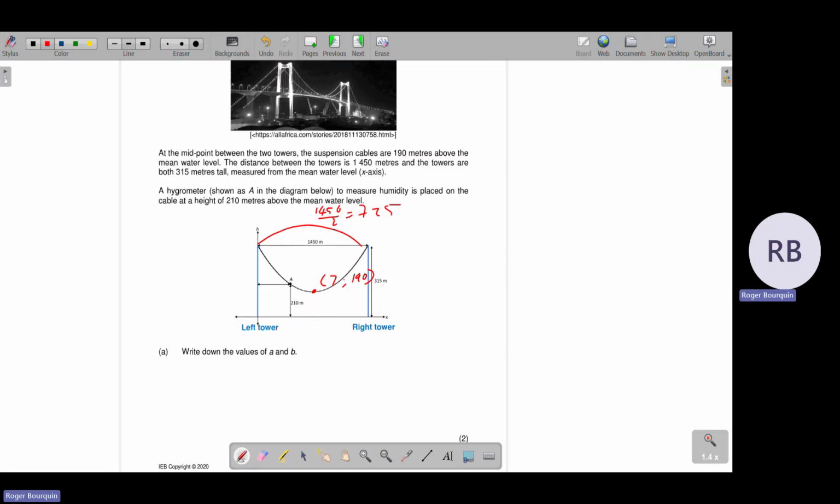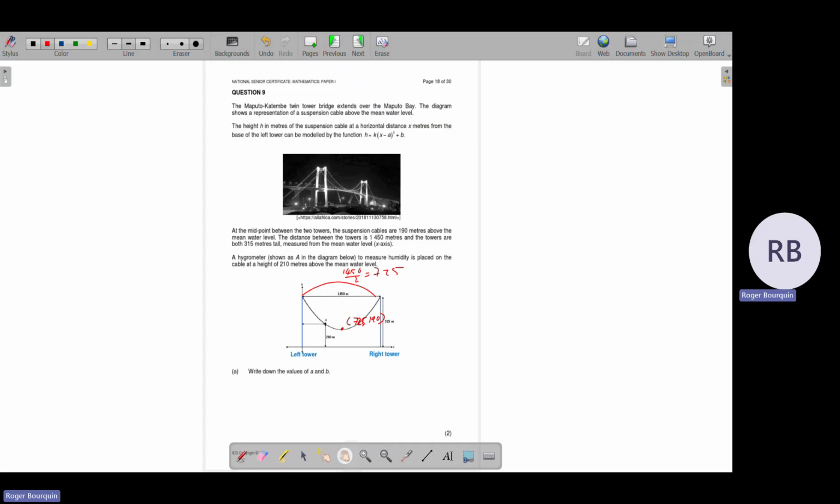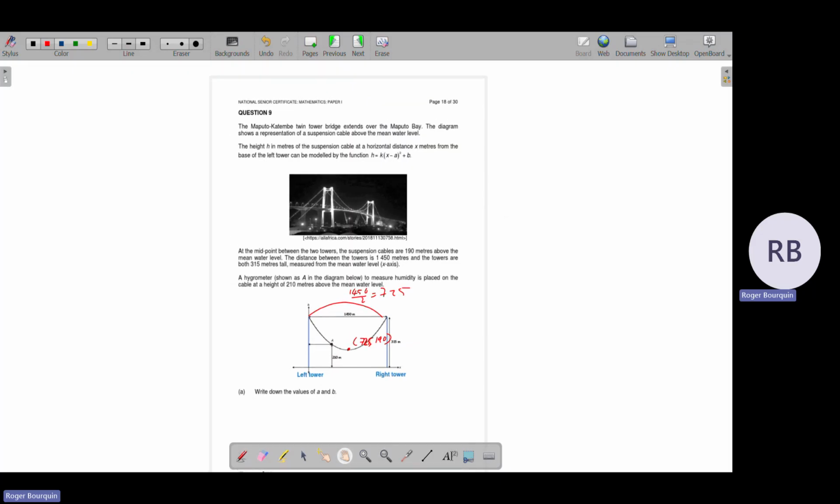So this point is 725, 190. Okay. Then the equation is h is equal to k, so this is your x minus a squared plus b. So what's a equal to? Okay, 725 to the right, so the equation must be h is equal to k, x minus 725 squared plus 190. So the answer is a is equal to 725 and b is equal to 190.